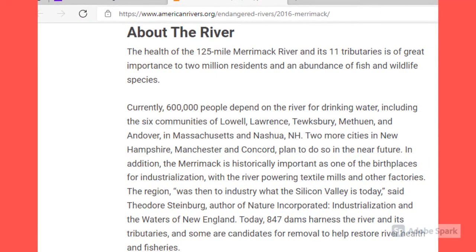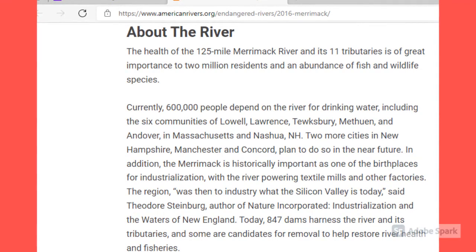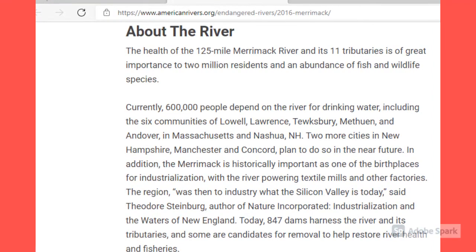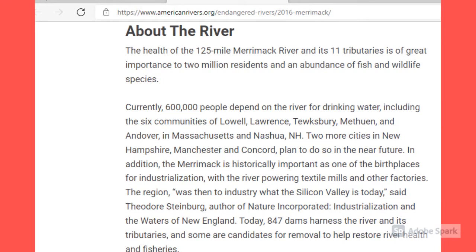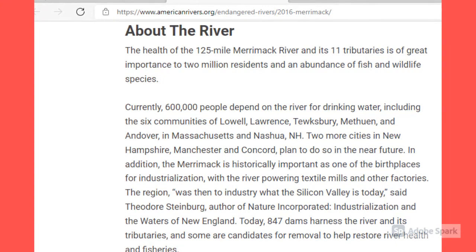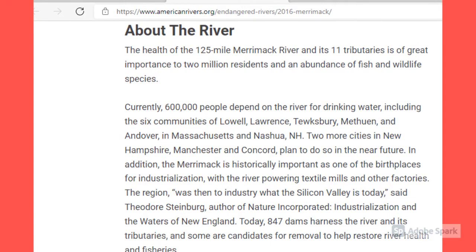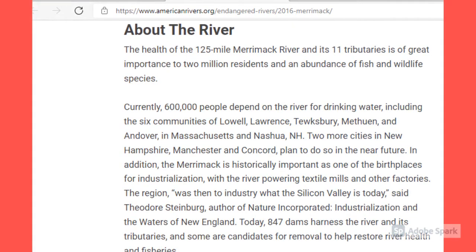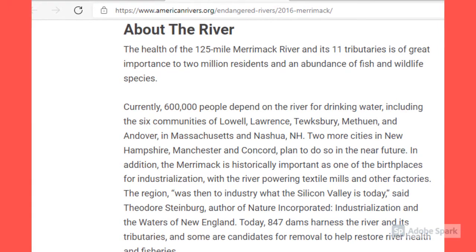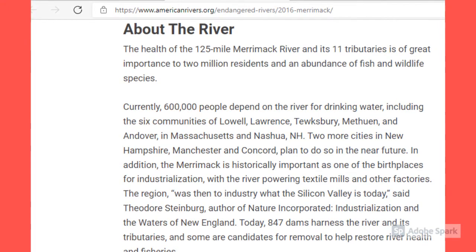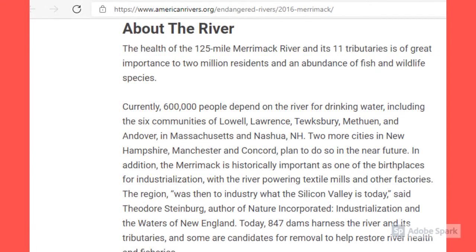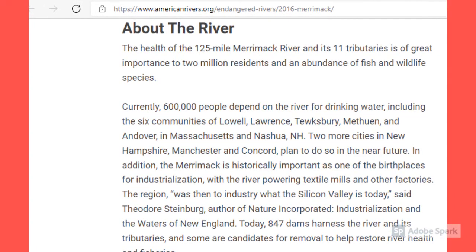And then this site, AmericanRivers.org, is an organization based in Washington, D.C., and states that the Merrimack River has 11 tributaries and 847 dams, which harness the river and its tributaries, so quite an abundance of dams. And there are 5 on the main river: 3 are located in New Hampshire, and 2 are in Lawrence and Lowell, Massachusetts.